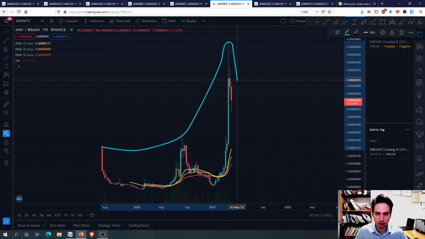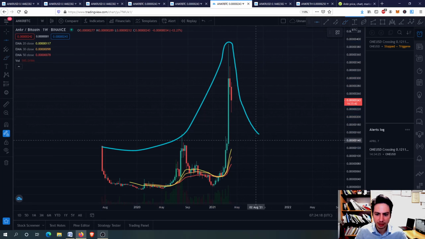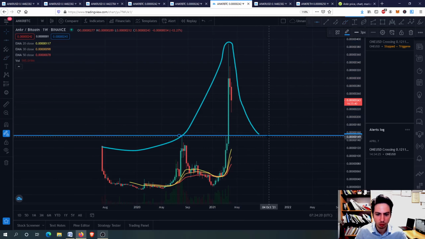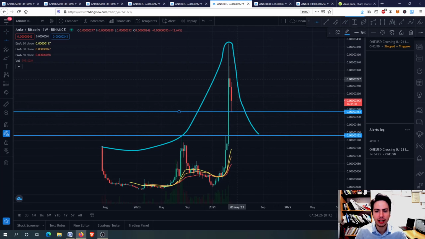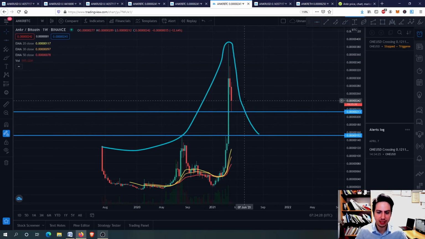And we are going a little bit down. We might even test this support line, which was previously a resistance line. We might make a new support level. We will see about that. But right now, this is what I was looking at from a macro perspective, but I won't analyze it any further. I want to move on.